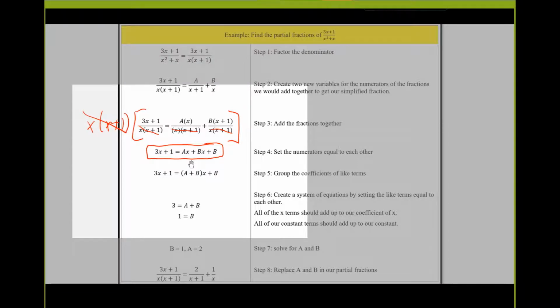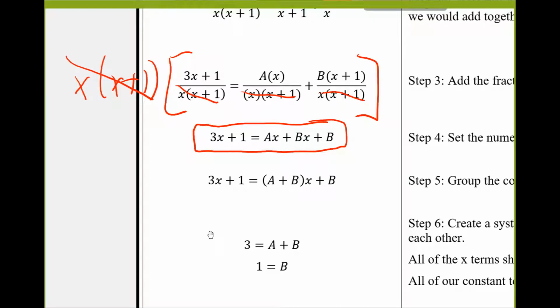So if I want to solve for a and b, first I can combine my like terms. So I'm going to put all of these x's together. So I have a plus b x plus b on the right side. Since all of my like terms have to equal each other, this a plus b must equal 3. And this b alone must equal 1. So that gives me a system of equations that we can solve. If b is 1, then a must be 2.